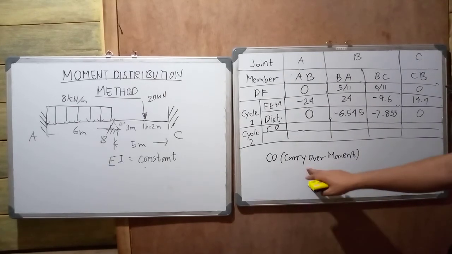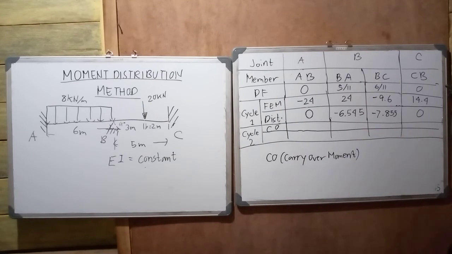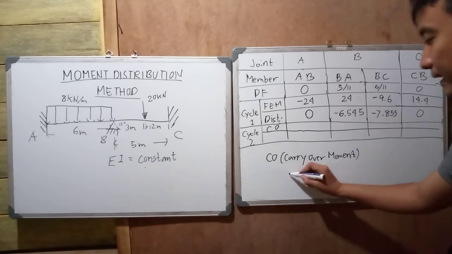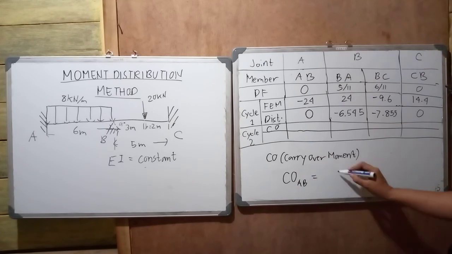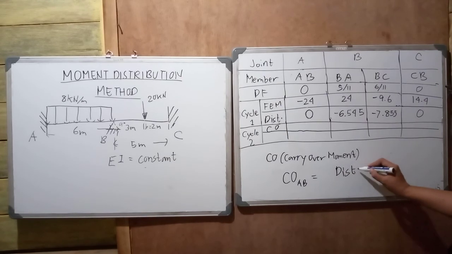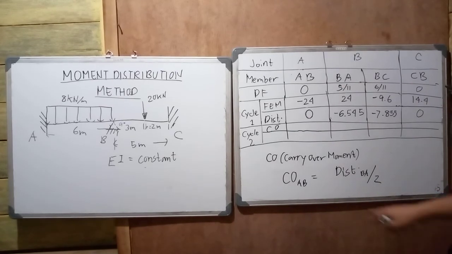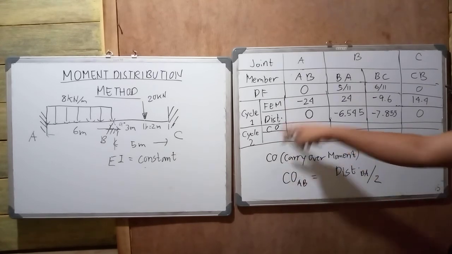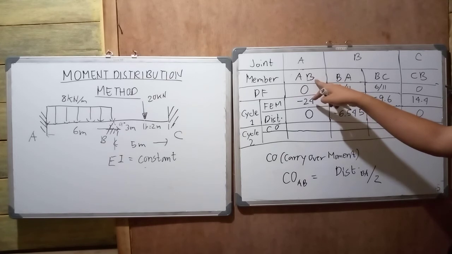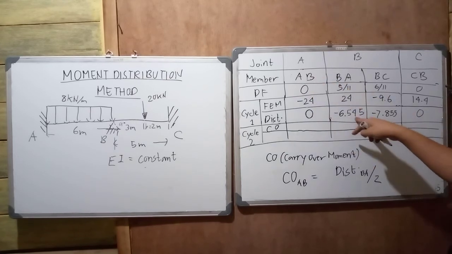Yan. Pag sinabi natin carryover moment, ang value niyan is, okay? So, let us say CO carryover of AB is equivalent to this distribution of BA over 2. Okay? So, ganyan yung general formula niya. So, yung kabaliktaran, pag sinabi natin carryover moment ni AB, equivalent siya sa distribution ni BA divide 2.